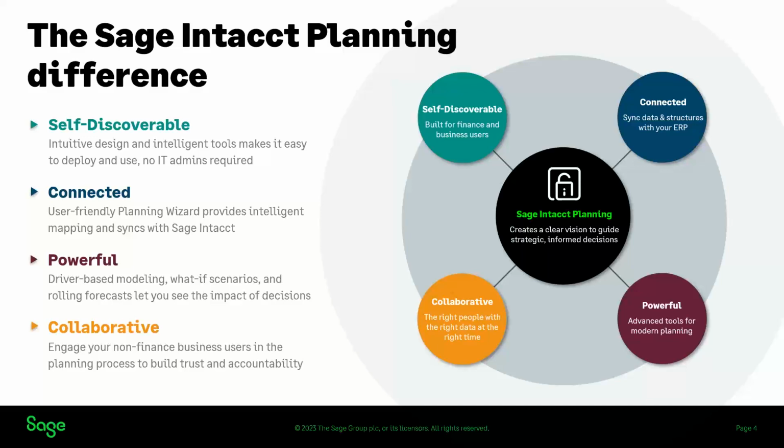The connected item speaks to the user-friendly planning wizard, which provides intelligent mapping and syncs with your Sage Intacct core financials. If your organization does not have a dedicated financial planning and analysis resource, these functions are being carried out by the controller or finance managers. The bidirectional integration between Sage Intacct Planning and Sage Intacct Core means that you can make a change to a scenario and quickly and easily merge that new scenario back into your Intacct Core financials.